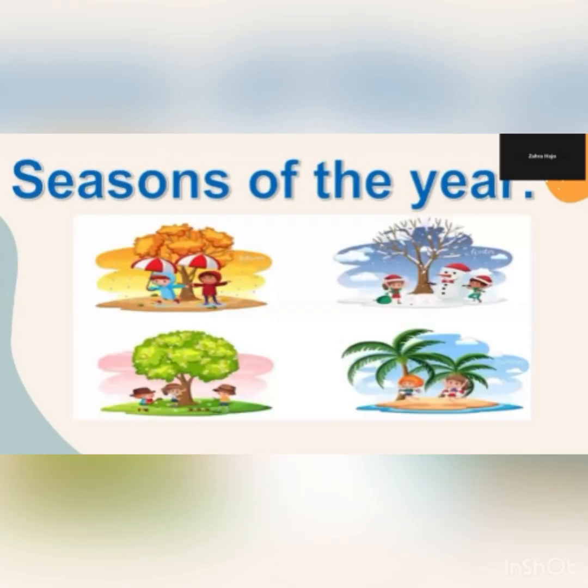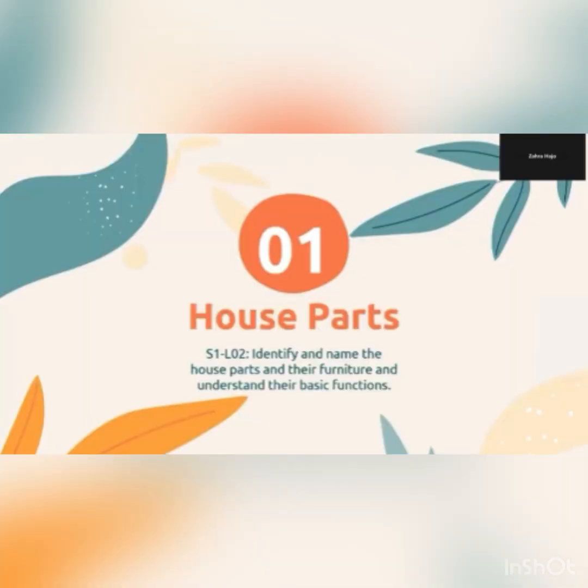Amazing job. Now, who can tell me how many seasons are there in a year? How many? I can't hear you. Excellent. There are 4 seasons in a year. Fall season, winter season, spring season, and summer season. So there are 4 seasons in a year. Amazing!